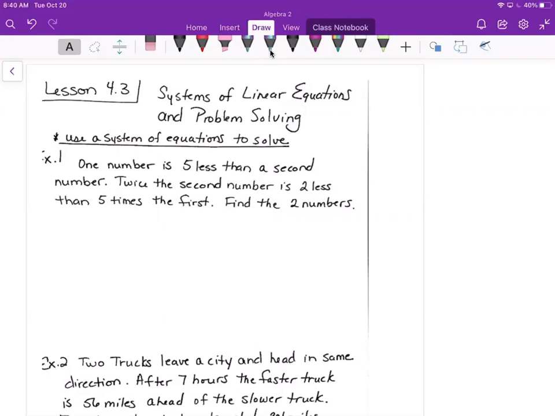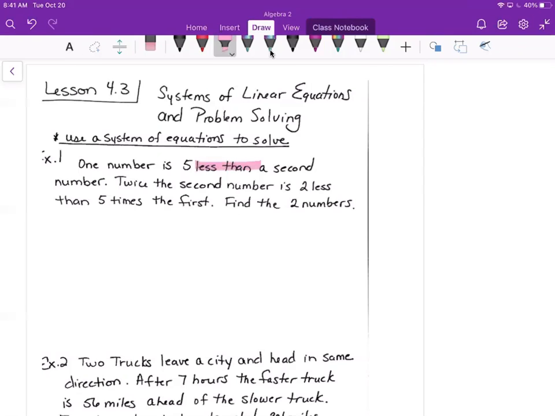All right, if we look at the first word problem, I told you guys in the beginning of school, always read the problem first. Once you've read it, then see if you can write an equation for it. It says, use a system of equations to solve. Example 1. One number is 5 less than a second number. Twice the second number is 2 less than 5 times the first. Find the two numbers.